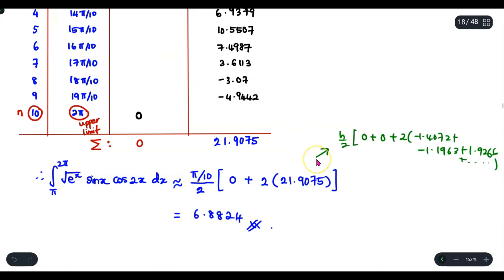Alright, so I think that's all for the trapezoidal. Next, we will have 1/3 Simpson's rule.